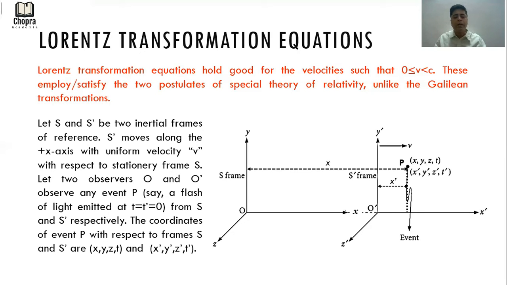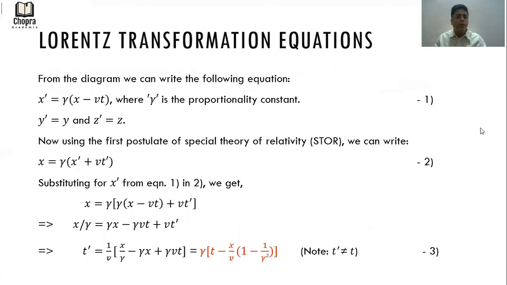From the diagram, we can write the following equations. What Lorentz said is, instead of making x dash equal to x minus vt, let us introduce a proportionality factor called gamma. That is the main difference between Galilean and Lorentz transformation equations. Lorentz said let us find the value of this gamma, which will define the further course of action. So he assumed x dash to be proportional to x minus vt, or x dash is equal to gamma times x minus vt. The other things remain the same: y dash equal to y, z dash equal to z.